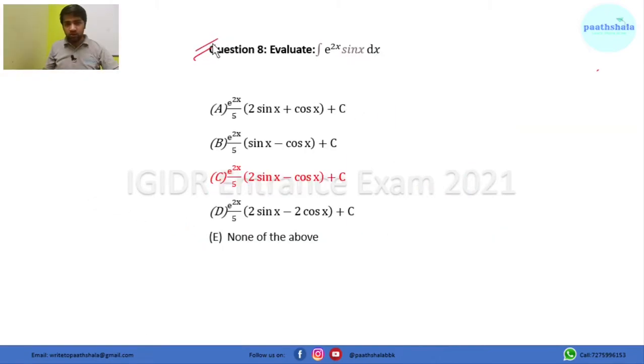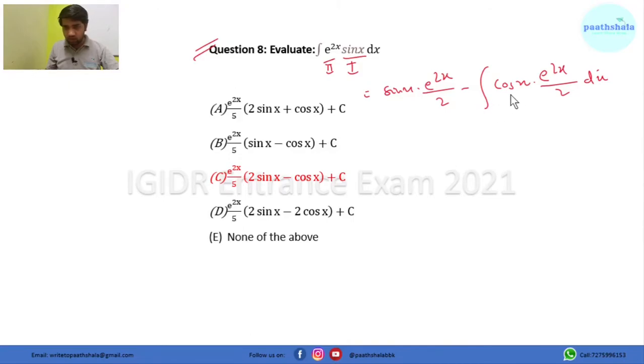In order to solve this question, we have to follow the ILATE rule. By the ILATE rule, this will become the first function and this will become the second function. So sin x into the integration of e to the power 2x will be e to the power 2x upon 2, minus the integral of d/dx of the first function, that is sin x, which comes out to be cos x, and the integration of the second function, that is e to the power 2x upon 2, dx.